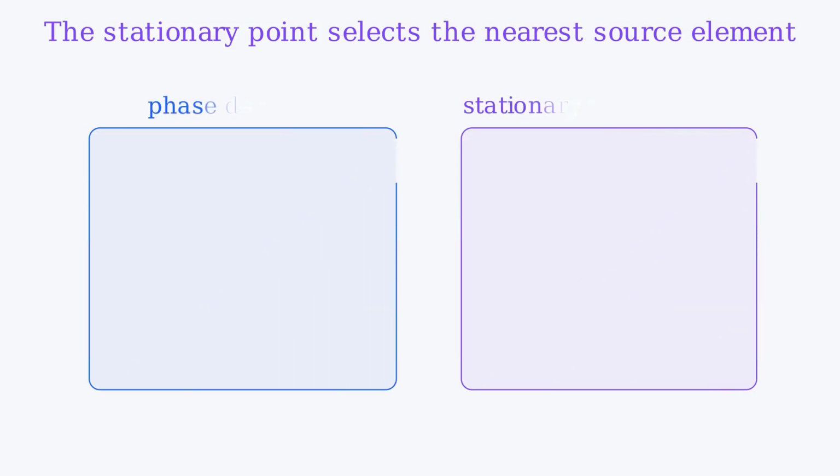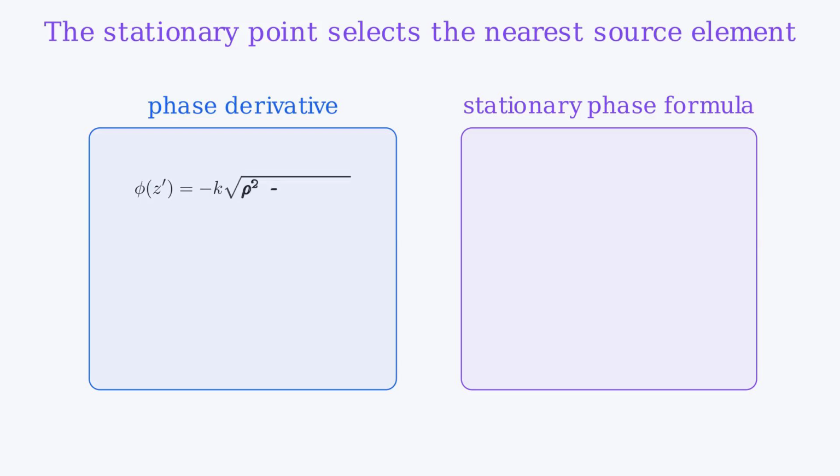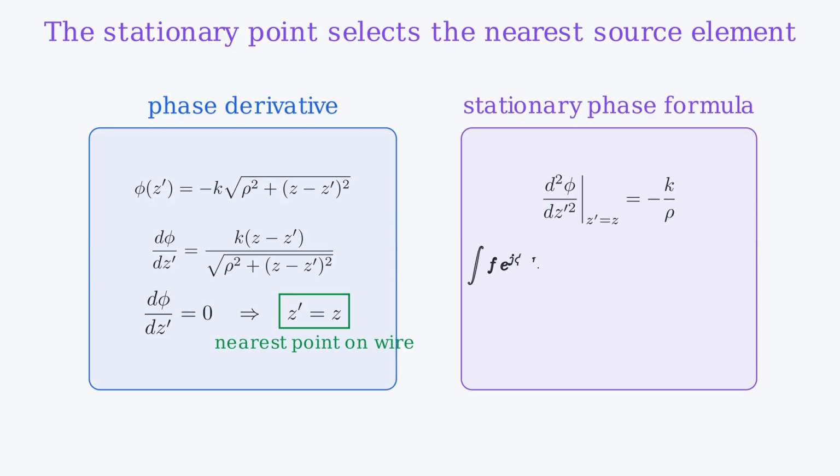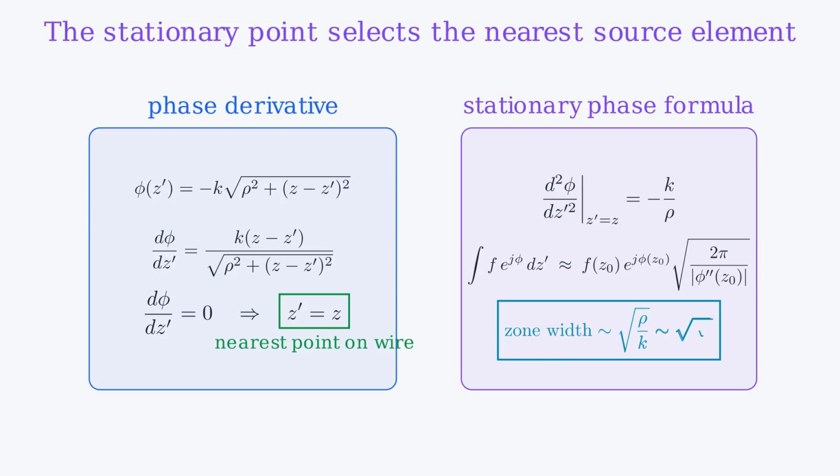Set the derivative of the phase function with respect to z prime equal to 0. For our distance law, the derivative of -kr vanishes when z prime equals z, the observer's own height, that is, the nearest point on the wire. The second derivative there equals -k over ρ, which tells us how narrow the contributing zone is. A larger ρ means a wider neighborhood contributes, while a shorter wavelength tightens the zone.